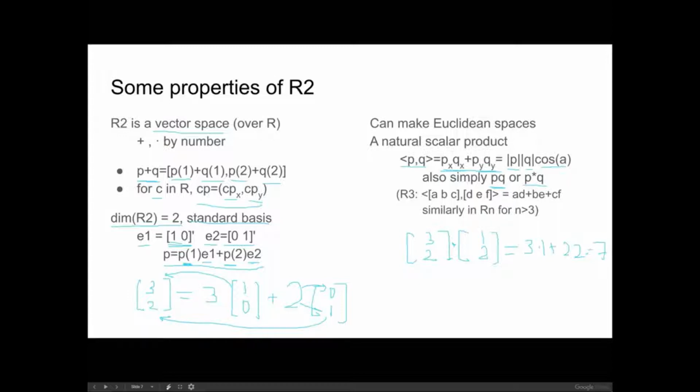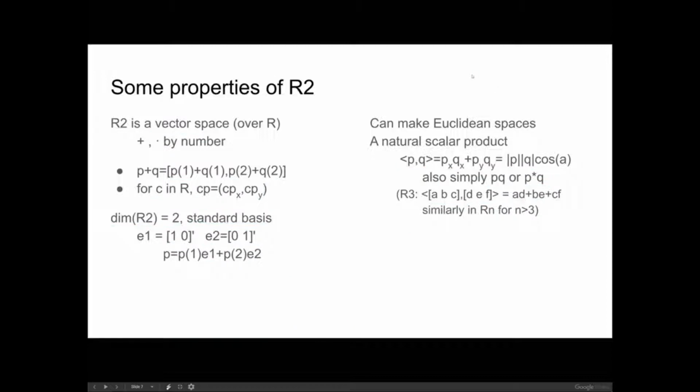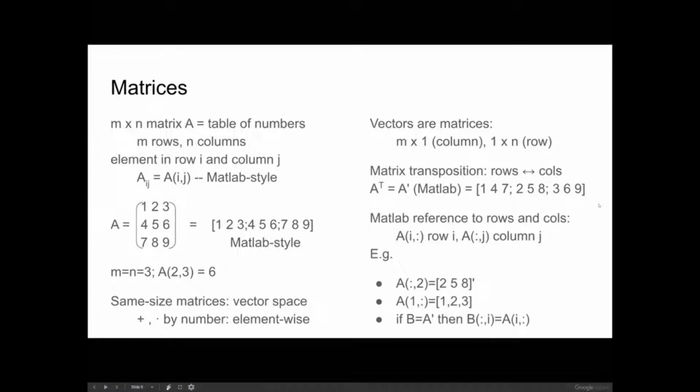And similarly, you can define the scalar product for vectors of higher dimensions, 3 and n. Again, you multiply the corresponding components and you take the sum of what you have obtained. Okay, so that's the scalar product. Again, I'm hoping that you're not seeing it for the first time, but if you do, well, that's what it is. Next thing is matrices.